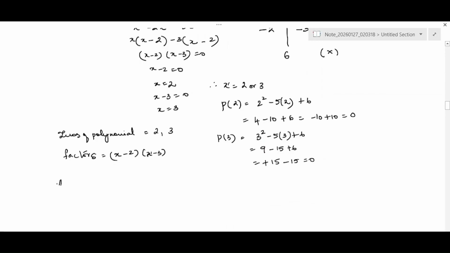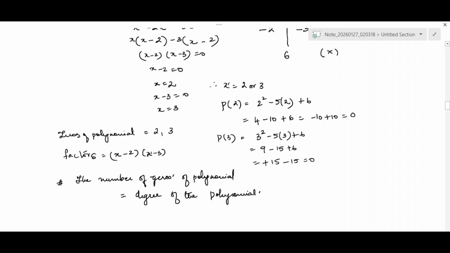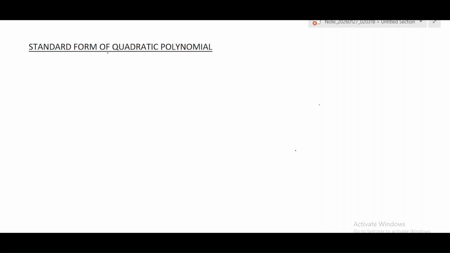Now one important note: the number of zeros of a polynomial is equal to the degree of the polynomial. Now let's see the standard form of a quadratic polynomial. The standard form of a quadratic polynomial is ax squared plus bx plus c is equal to 0.